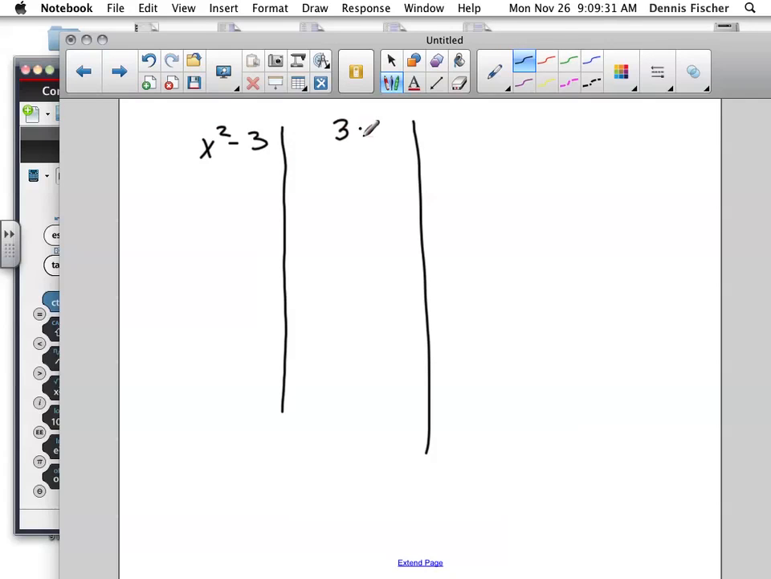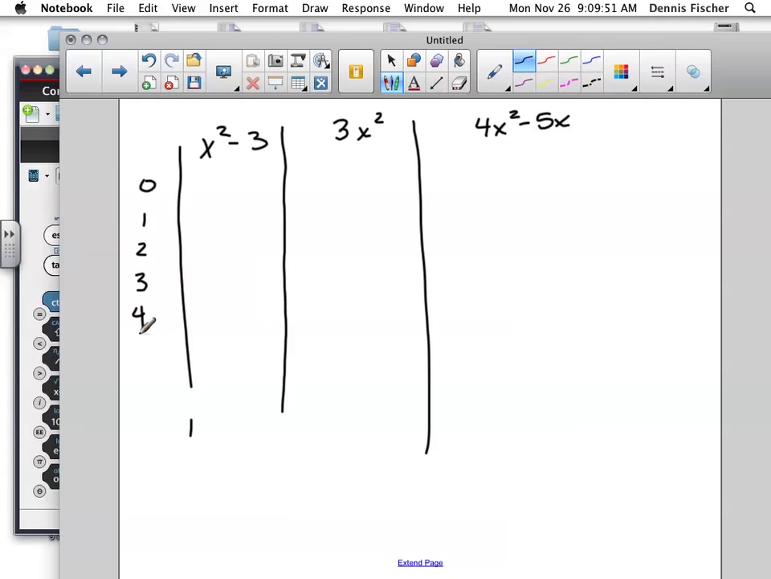3x squared. And my third equation? 4x squared minus 5x. Okay, so it asks me to make a table for each equation. I'm just going to make some values here. Let's just say 0, 1, 2, 3, 4. And then you just have to plug them in and get my table of values.